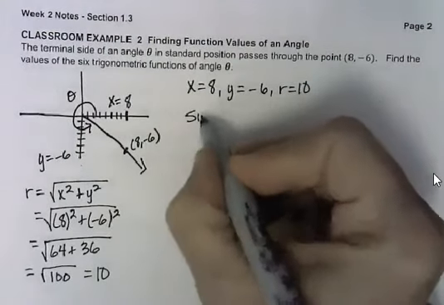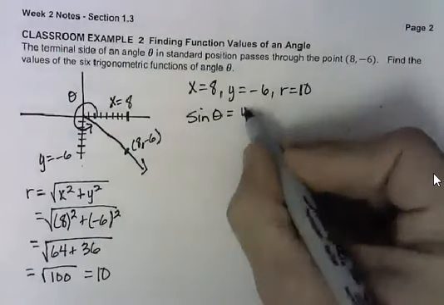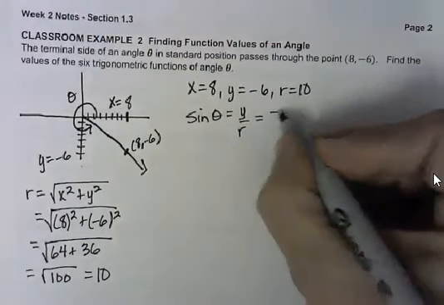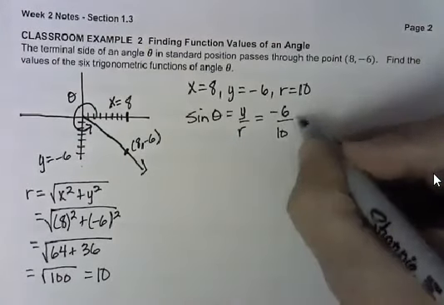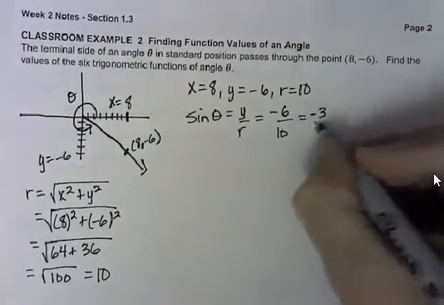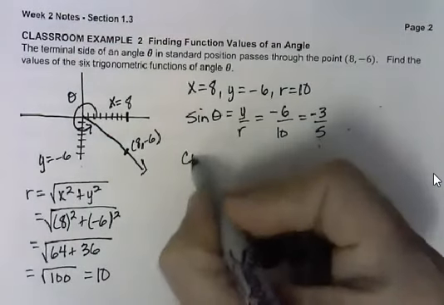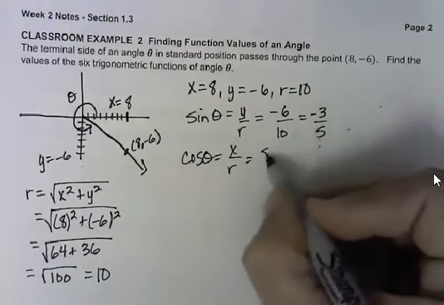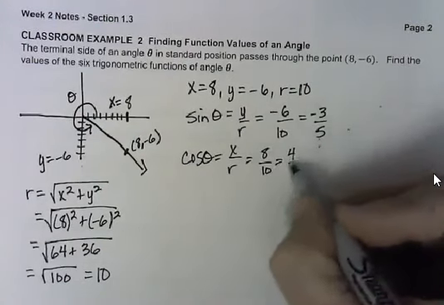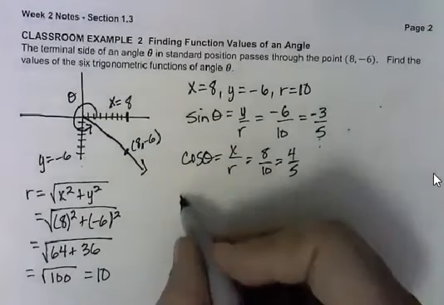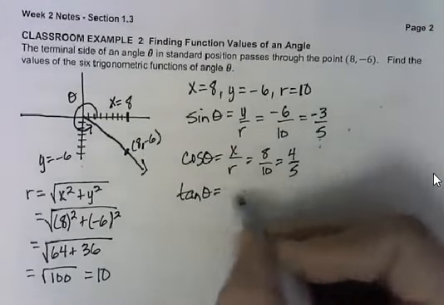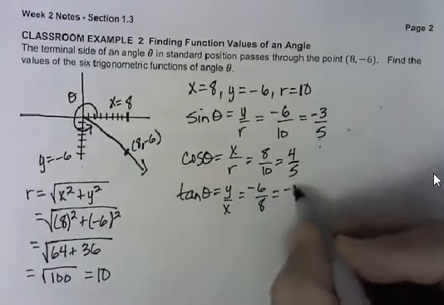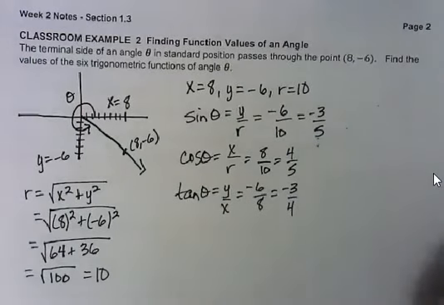Then for our 6 trig functions, sine of theta would be y over r, which would be negative 6 over 10. We could reduce that down to negative 3/5. Cosine of theta is x over r. That would be 8 over 10, or we could reduce that down to 4/5. Tangent of theta is y over x. That would be negative 6 over 8, or that would reduce down to negative 3/4.